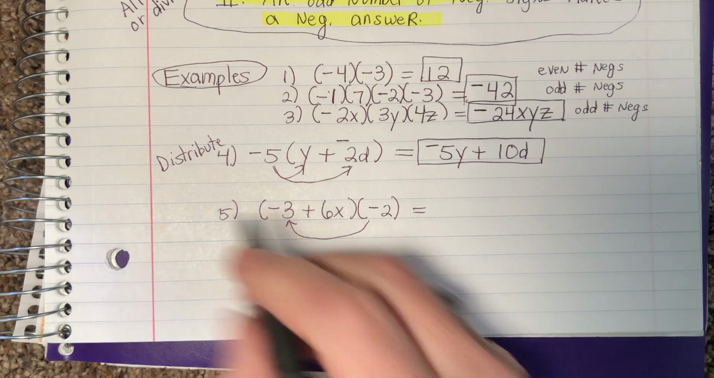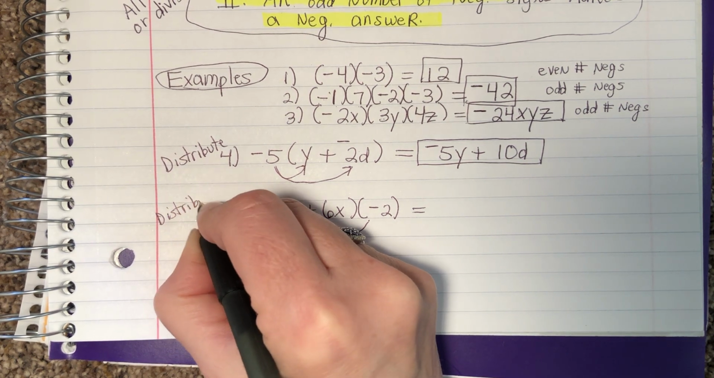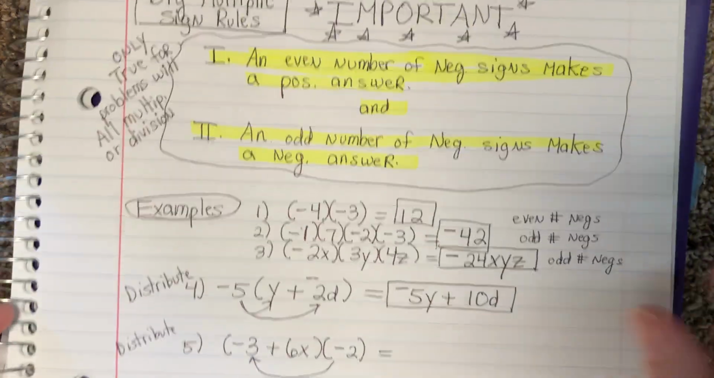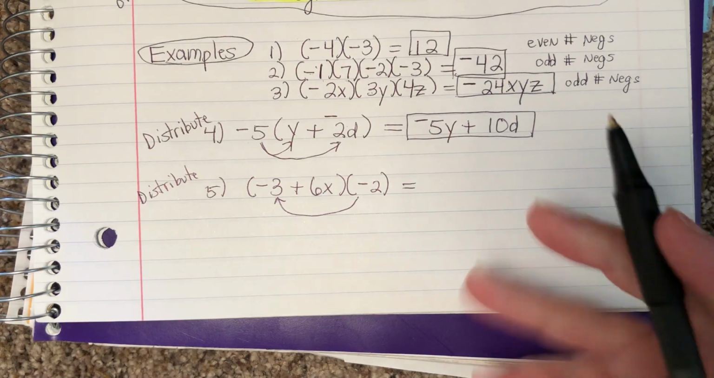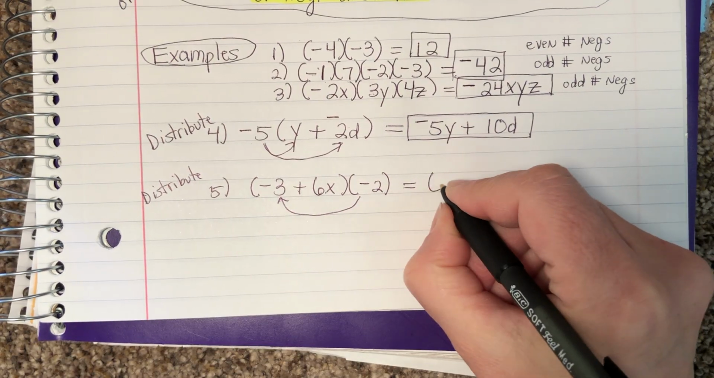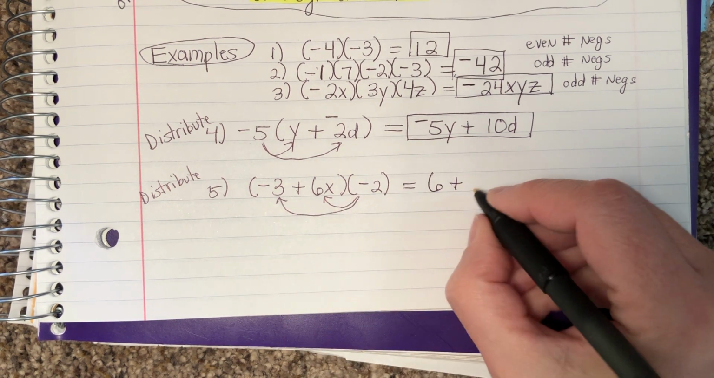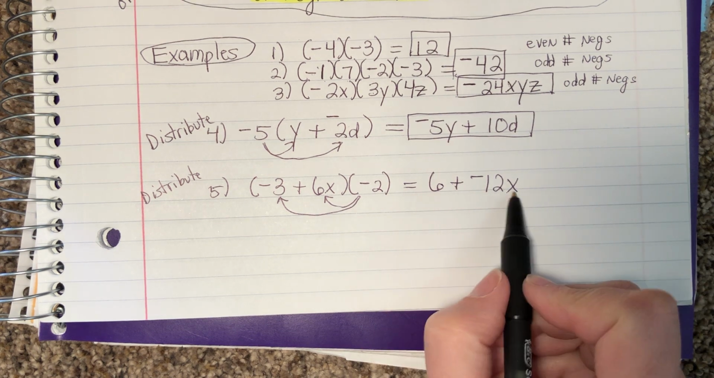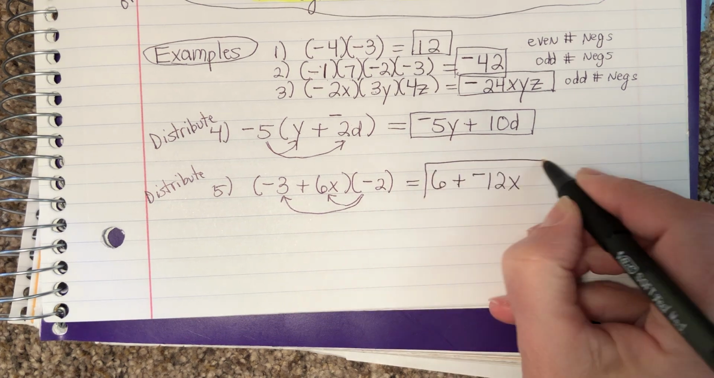But the point is, this is distributing, because there's a plus sign in here. So I'm not using these rules like I could with these first three examples. So negative 2 times negative 3, positive 6, plus negative 2 times 6x, negative 12x. And note, those are not like terms, just like these. These cannot be added to each other. So this would be the answer.